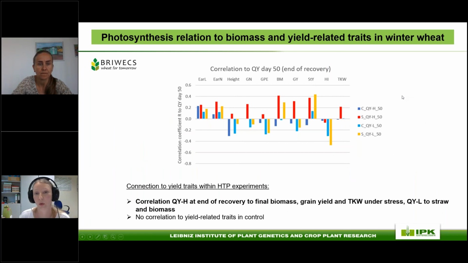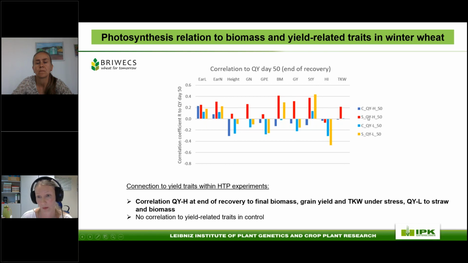Moreover, we also have the yield components in this data set, and it's just one example of the correlation of QYH and QYL under control and stress condition to these parameters measured at maturity, and this QY at day 50, which is the end of recovery. And you see there's some correlation, not for all traits, with the photosynthesis, especially here for biomass, and that's only valid for the stress treatment.